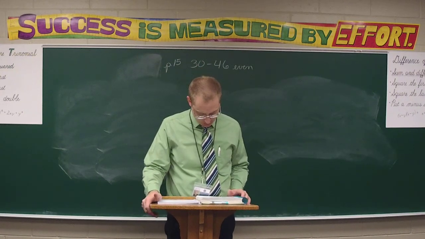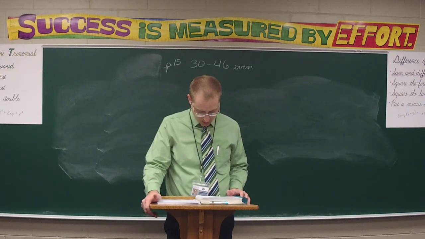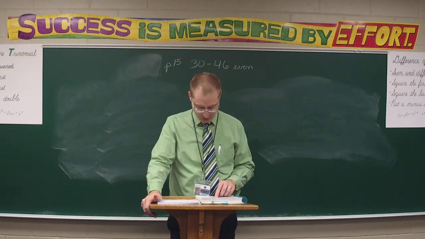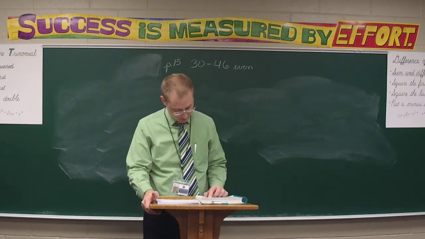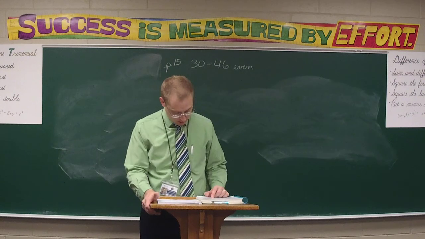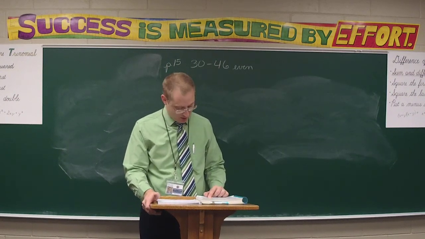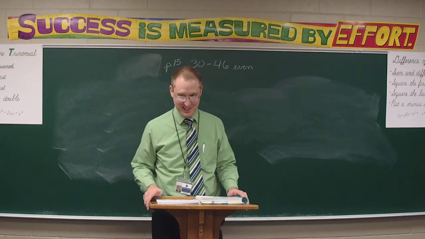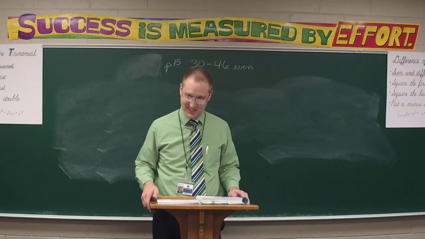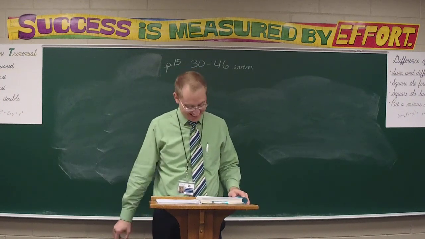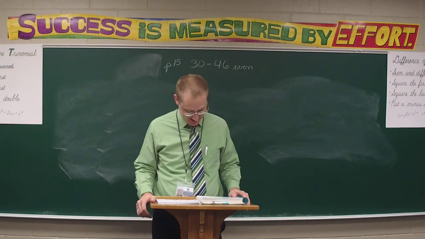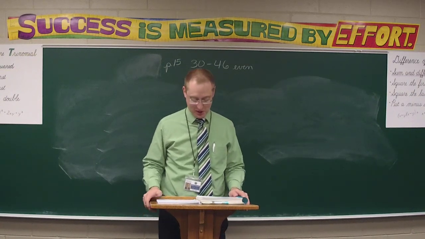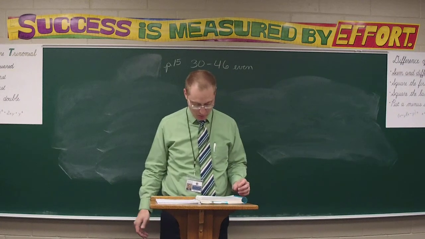So, good. Number 38, squaring the binomial. Michael. X squared minus 4x plus 4. Good, x squared minus 4x plus 4. Number 40, Maddie. Y squared plus 10y plus 25 is correct. Number 42. What did you get, Abby? 4x squared plus 16xy plus 16y squared. Good. 4x squared plus 16xy plus 16y squared.